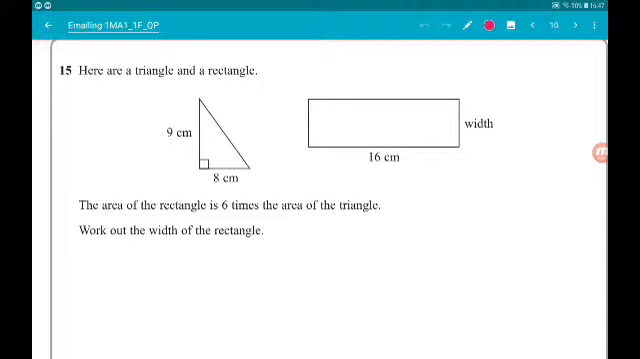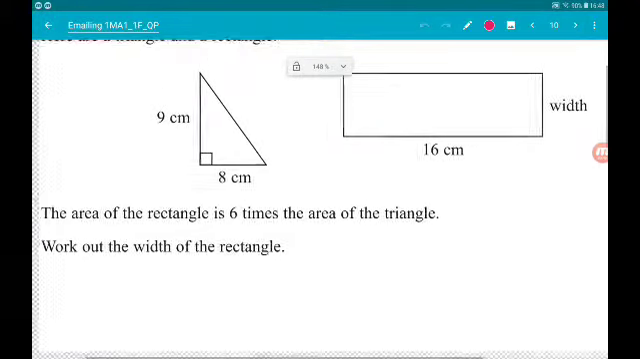Okay, number 15, we've got a triangle and a rectangle. We are told the area of the rectangle is 6 times the area of the triangle. Our mission is to work out the width of the rectangle. If you haven't already, check out my formula video down in the description with all the formulas you need to know. So if the area of the rectangle is 6 times the area of the triangle, first thing we're going to need to work out is the area of the triangle.